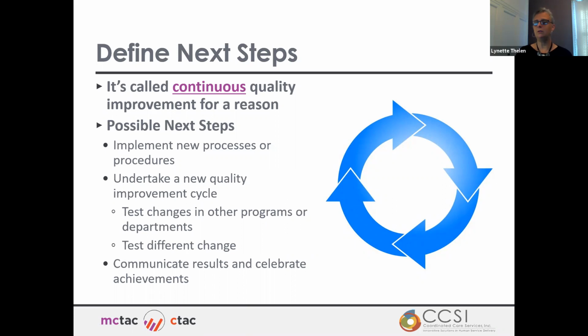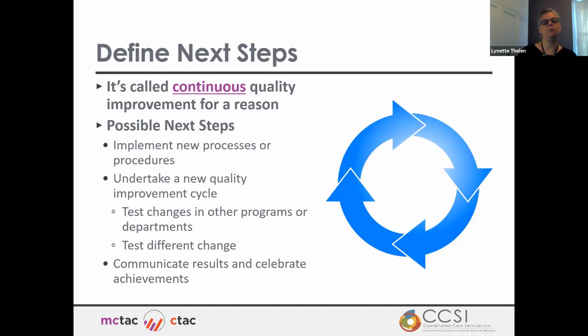You may not come out of your first quality improvement cycle saying, yeah, we're ready to make a change. This is a new thing we need to do. Let's put this in place. You might say, well, okay, that worked okay, but it didn't seem to have the impact we thought it would. You might go back to your root cause list and say, okay, let's test a different root cause. Maybe I test the next one down the list in terms of priority. Maybe testing it in a different program or department is actually what you need to do to learn everything you need.